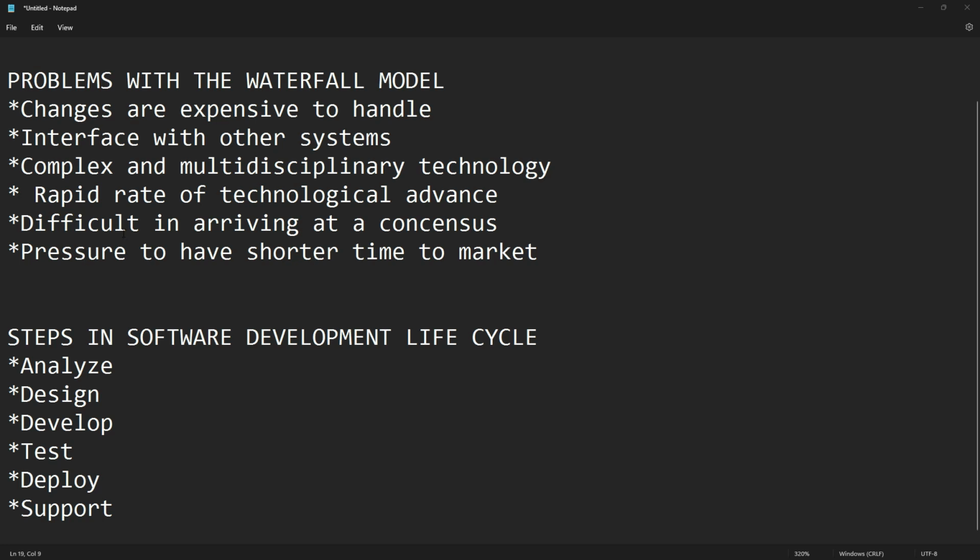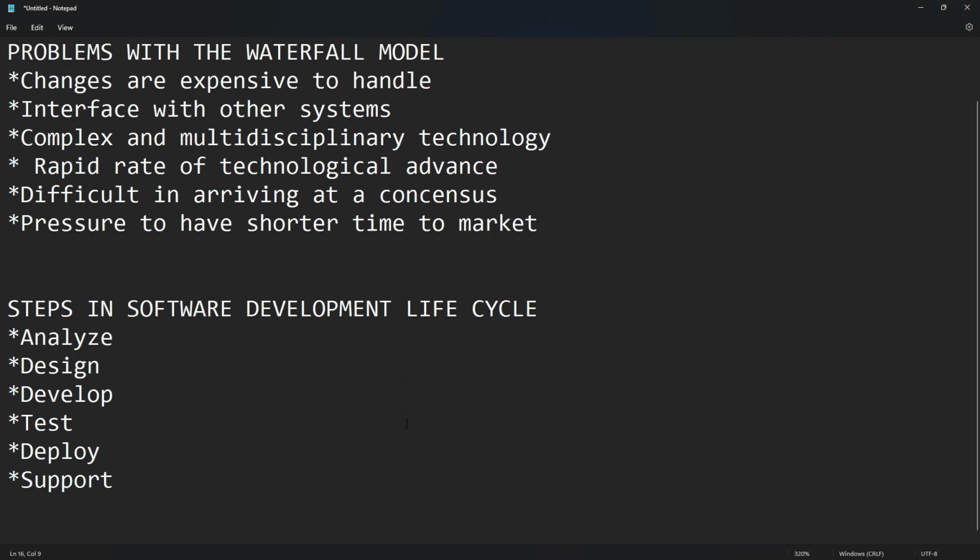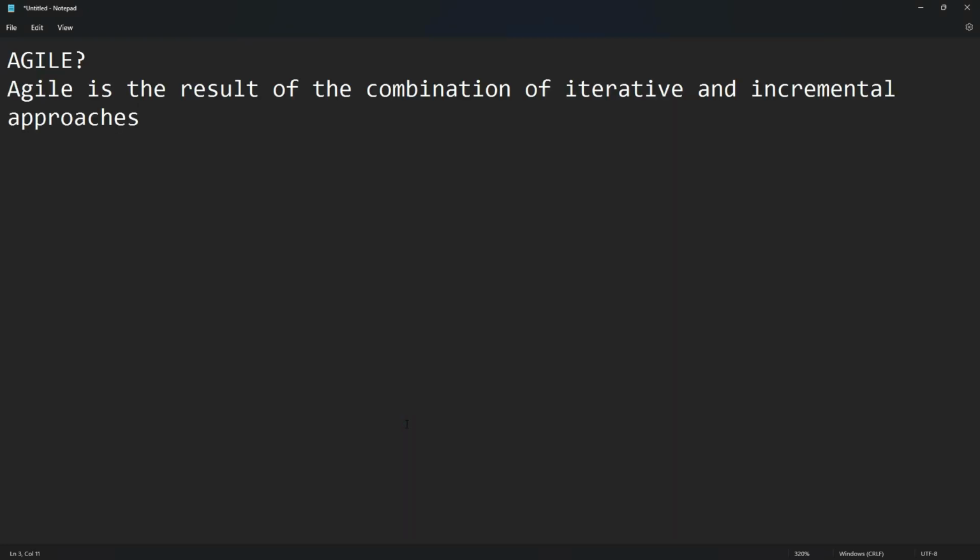Alright, so let's move to the agile method. So what is agile method? So agile method is just a result of the combination of iterative and incremental approaches. I've mentioned new things here, iterative and incremental approaches. Let's look at what iterative is.